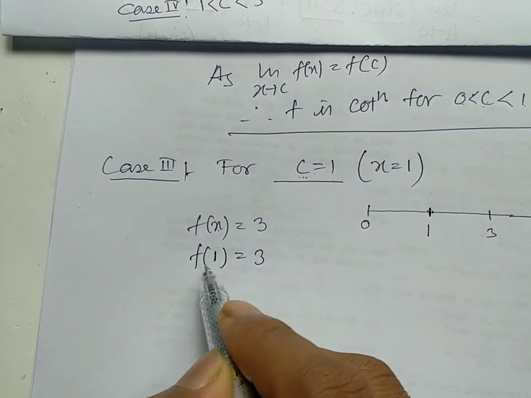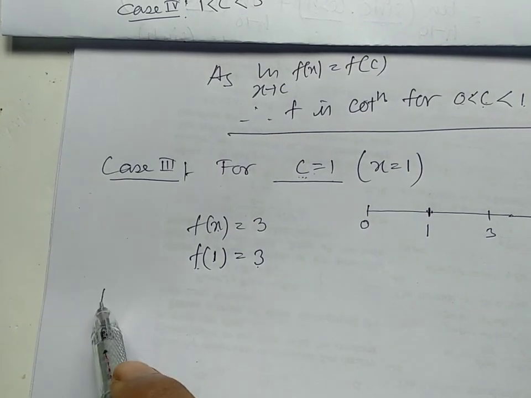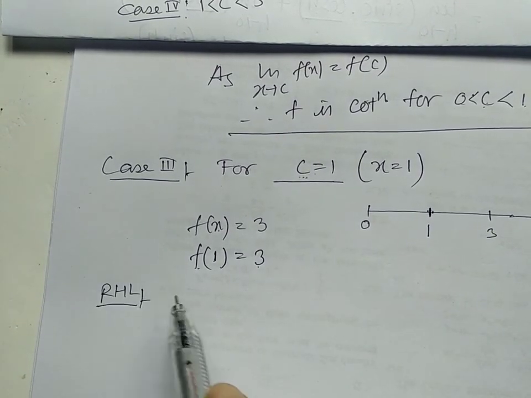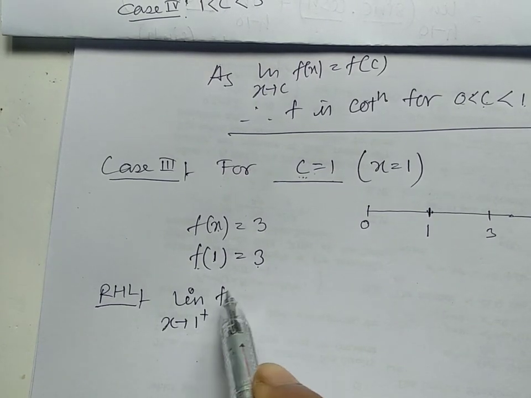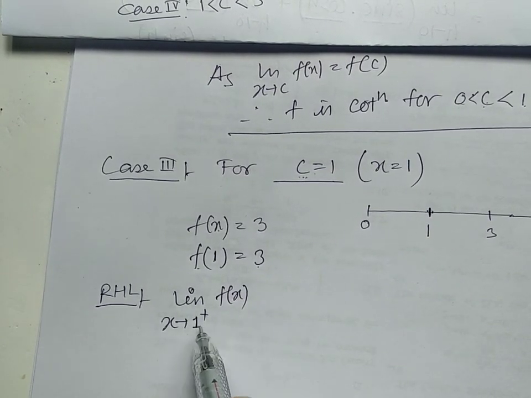What is the specific value for c here? 1. So f of 1 is equal to what, 3. Now we'll try to find out the right hand limit. Right hand limit means limit x tends to 1 plus f of x.